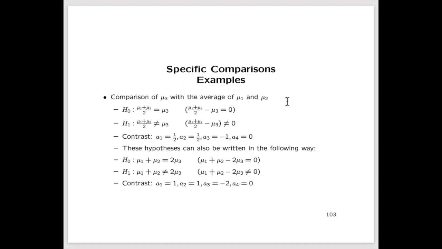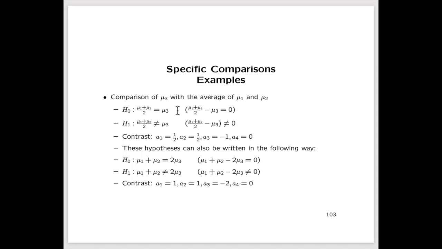Now, another possible comparison of interest would be to compare the mean of population 3, mu3, with the average of the means of populations 1 and 2, which would be mu1 plus mu2 over 2. And so one way to express the null hypothesis for that comparison would be that the mean of population means 1 and 2, so mu1 plus mu2 over 2, is equal to mu3, against the alternative that mu1 plus mu2 over 2 is not equal to mu3.